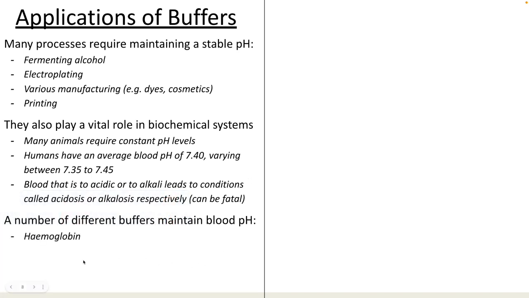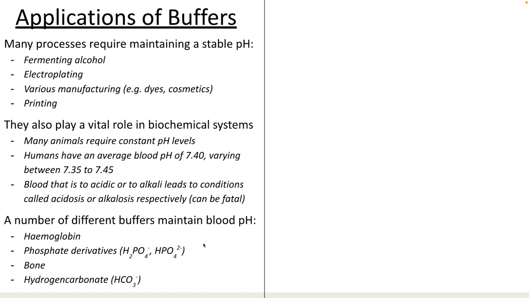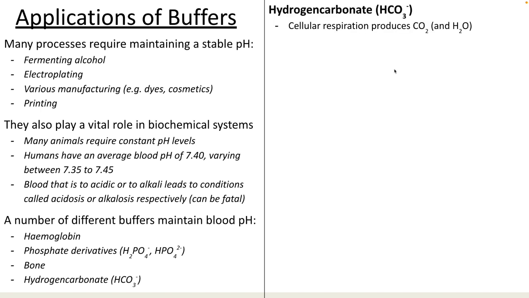A number of different buffers, such as hemoglobin, a bunch of phosphate derivatives, H2PO4- and HPO42-, and bone, apparently, is a buffer, and hydrogen carbonate, which is the one we're going to look at to see how it works. Hydrogen carbonate.